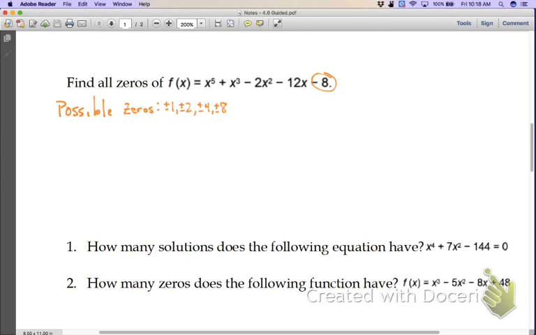Okay, so you have to go back from what you learned yesterday. Amazing that we just built on what we did yesterday and now we're going to use it today. It's crazy that it works that way. But you've got to know what your possible real zeros are.